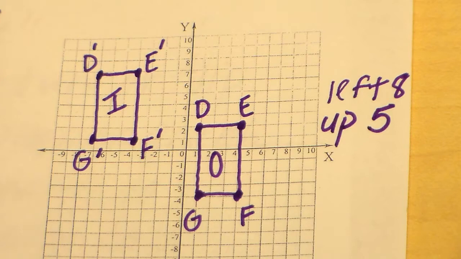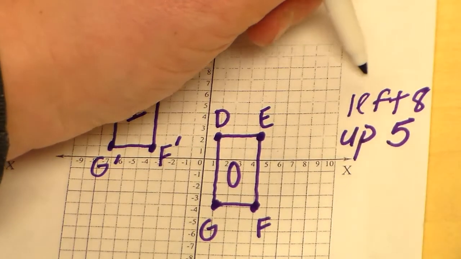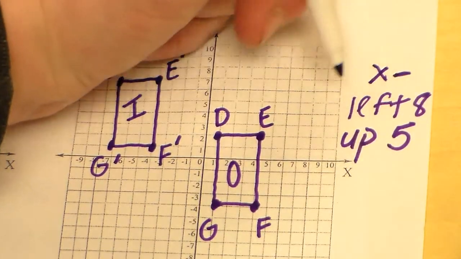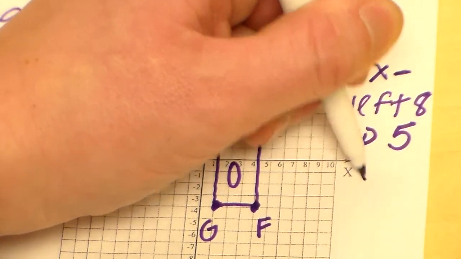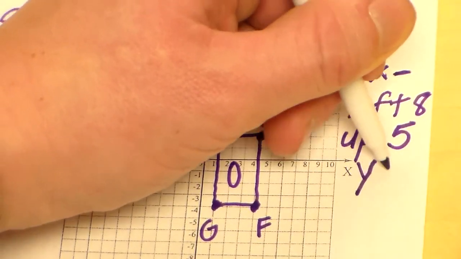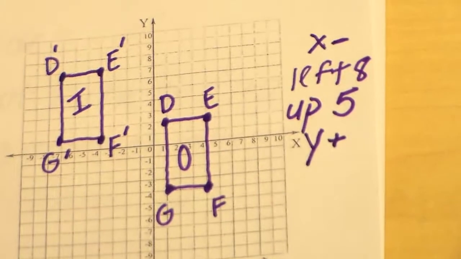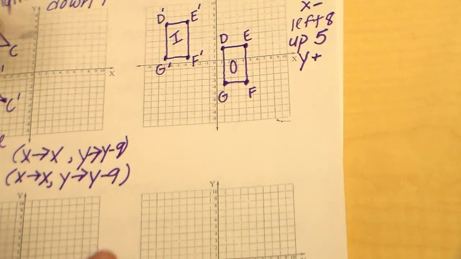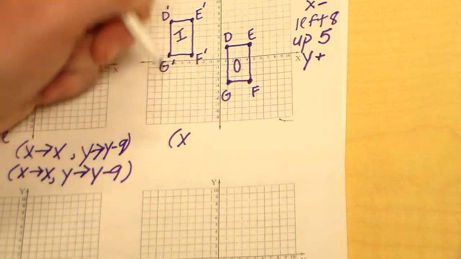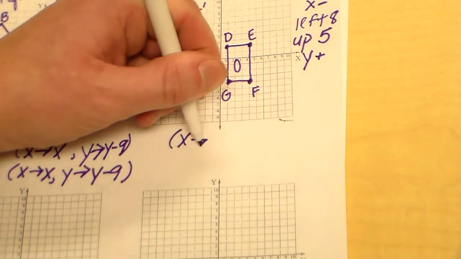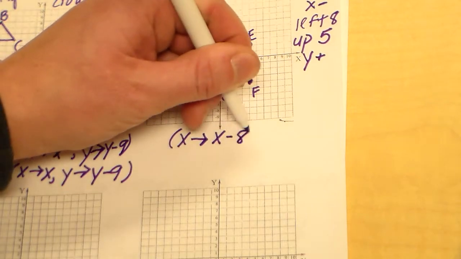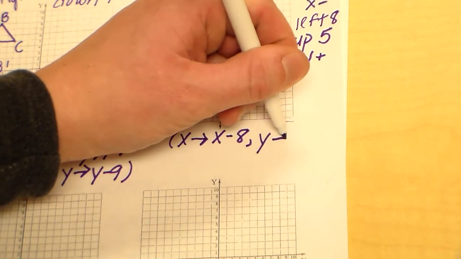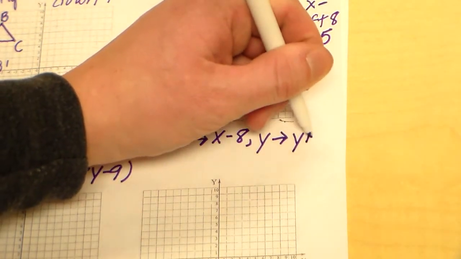But since we're using our new system, left has to do with X. And since I'm going to the left, my numbers are getting smaller. So it would be X minus. And up 5, that has to do with my Y axis. And since I'm going up, the numbers are getting larger. So that's going to be plus. So when I rewrite this now below, to show what my movement was, my original X points are changing to go left 8 from where they started. And my original Y points change to go up 5.